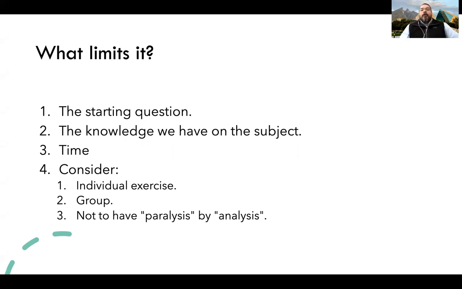The knowledge that we have on the subject. So you have to be sure that the people who are going to take part in the brainstorming activity really have the knowledge needed to answer the question that you are going to give them. The time that we have, and we need to consider that we need to have an individual exercise, a part of the session where you individually generate your ideas. The number of people that are going to form the group, and not having paralysis by analysis.